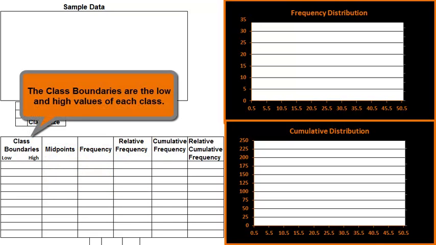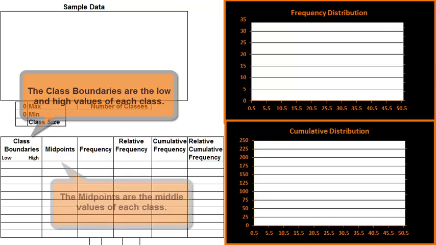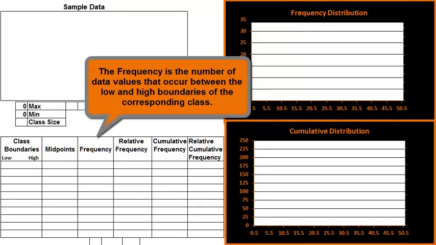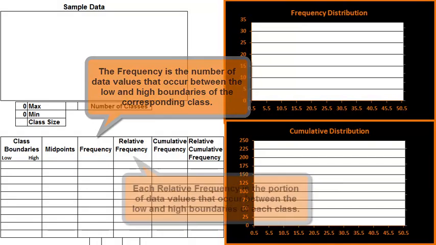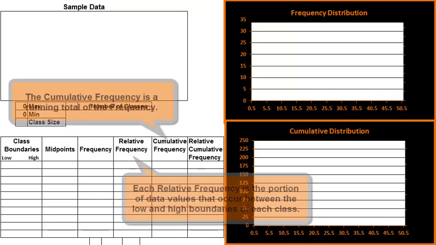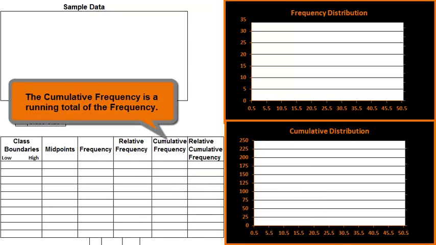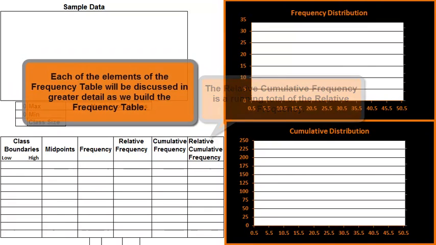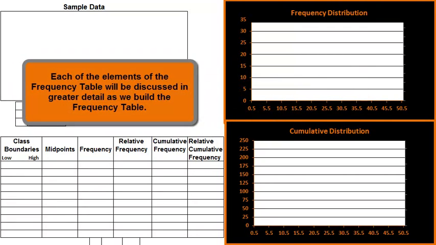The class boundaries are the low and the high values of each class. The midpoints are the middle values of each class. The frequency is the number of data values that occur between the low and the high boundaries of the corresponding class. Each relative frequency is the portion of data values that occur between the low and the high boundaries of each class. The cumulative frequency is a running total of the frequency. The relative cumulative frequency is a running total of the relative frequency. Each of the elements of the frequency table will be discussed in greater detail as we build the frequency table.